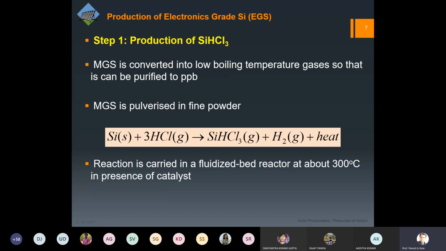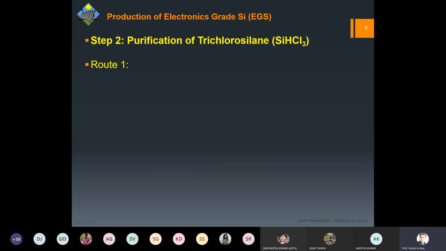So this reaction is carried out in a fluidized bed reactor. We'll talk about this FBR reactor in a while. In a simple sense, I'll tell you that it is a continuous process, because this fine powder will keep on coming inside the reactor, and it will keep on reacting with the passing gas. So as I've said, it is a low temperature process. It is carried out at around 300 degrees Celsius in presence of a certain catalyst.